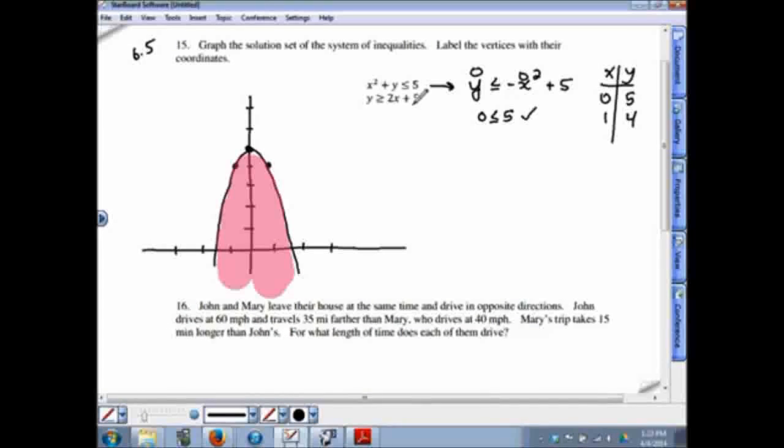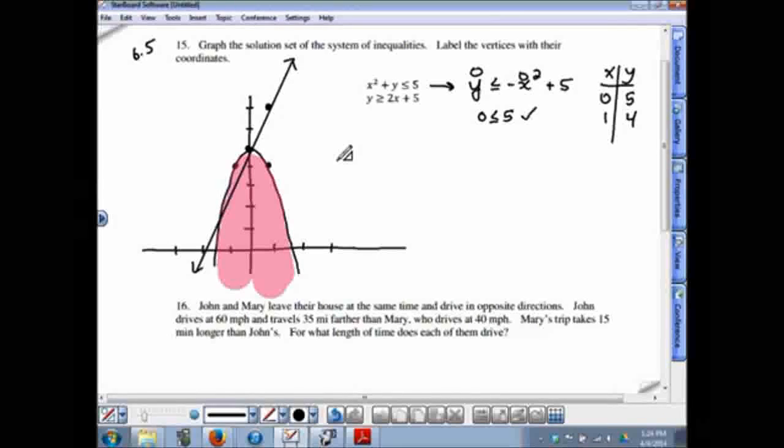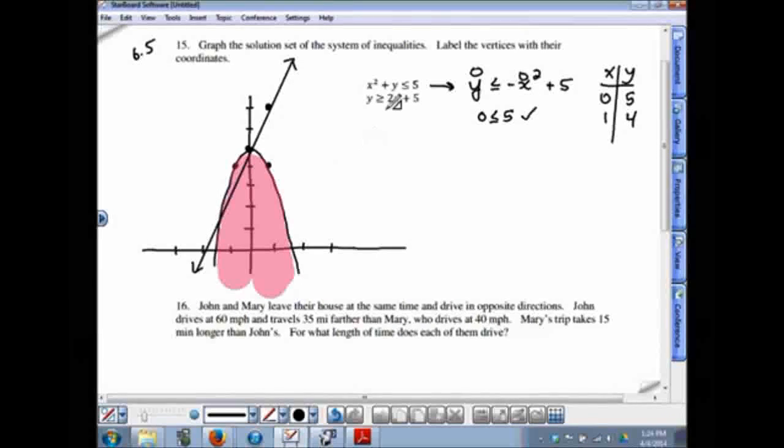Now this second inequality is just a linear inequality in slope-intercept form. So the 5 is the y-intercept, 2 is the slope. So we'll go up to 5, and then up 2 and over 1, and we need to connect right there. And again, I use the solid line because it's y is greater than or equal to. There's an equal to.